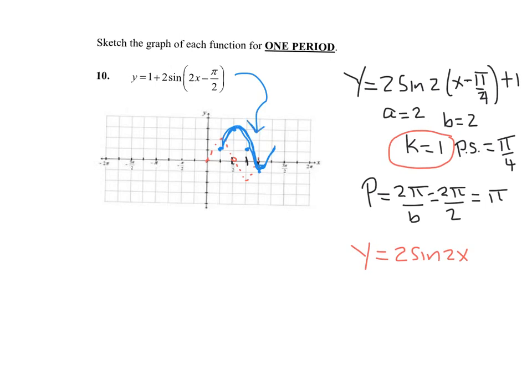So this is the equation of that graph, and you can see the midline has changed. This is the midline, and the midline you can see is the same as y is equal to whatever the k value is. y is equal to k, which is equal to 1.